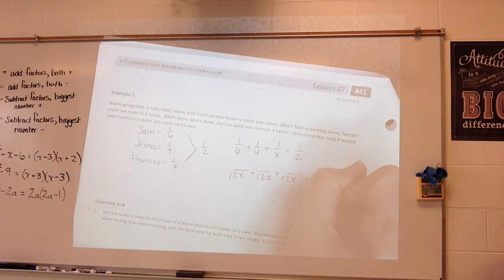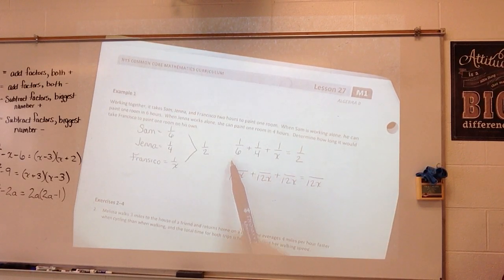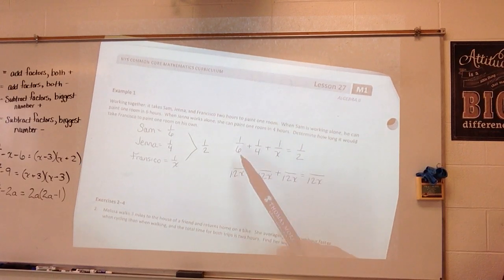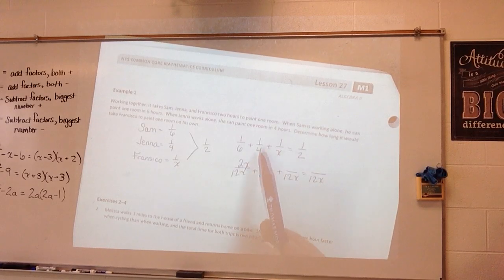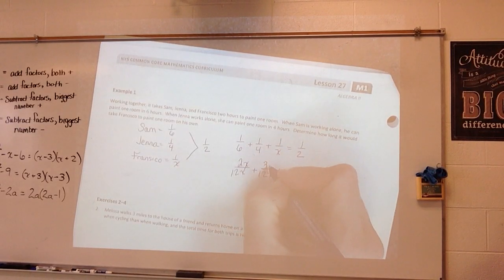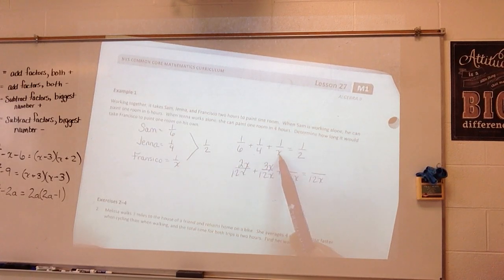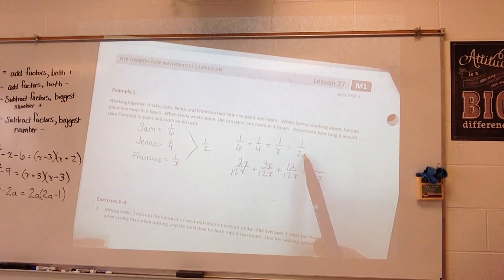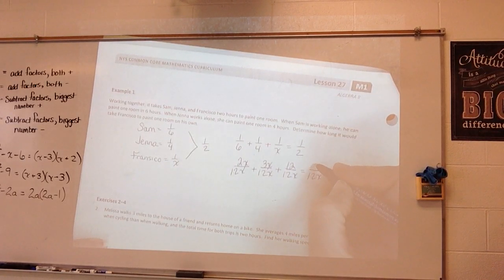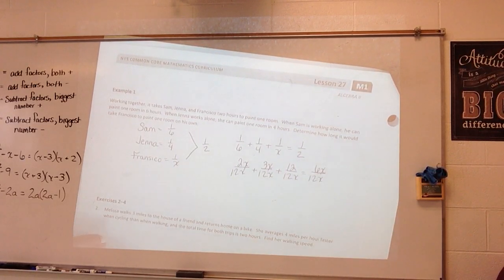So 6 goes into 12 2 times. 2 times 1 is 2 plus that x. 4 times 3 is 12, so 3 times 1 is 3 plus that x. In this case, I have the x, so I just need to put 12. And 2 goes into 12 6 times, so 6 times 1 is 6 plus that x.